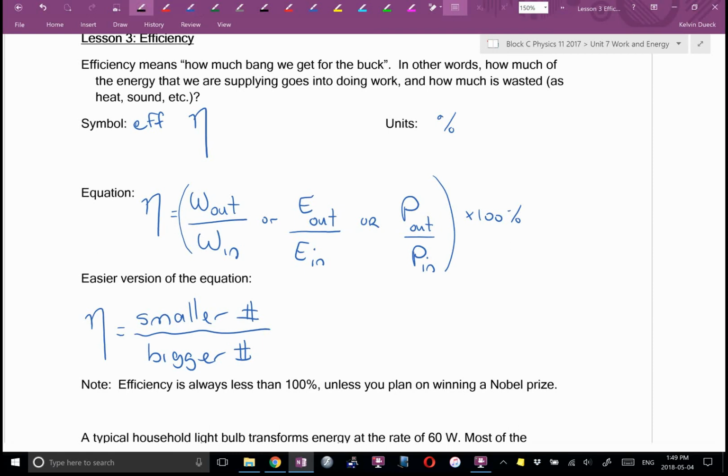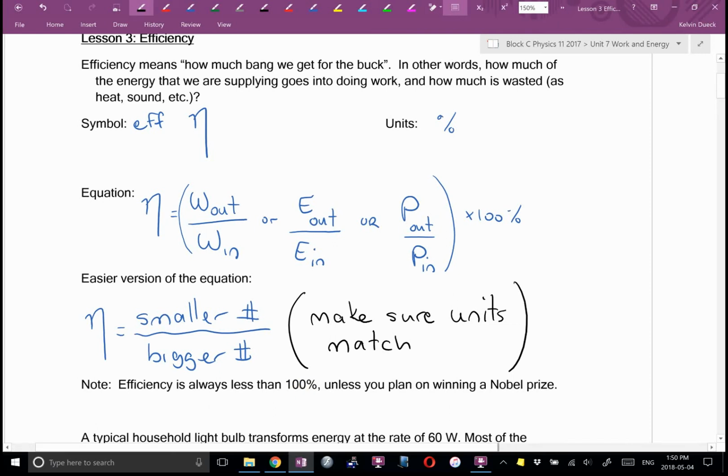The only risk with this, make sure the units match. In other words, please don't divide joules by watts. It's got to be watts over watts or joules over joules. Thank you very much. But then it's going to be always the smaller number divided by the bigger number. So that's why I wrote efficiency is always less than 100% unless you plan on winning a Nobel Prize.